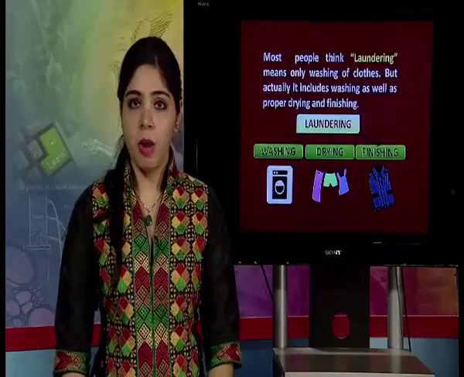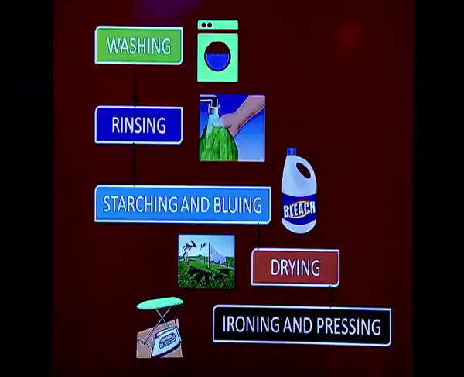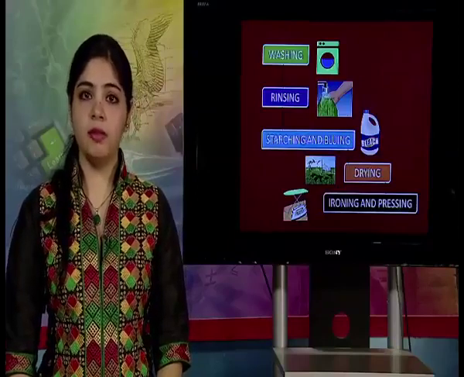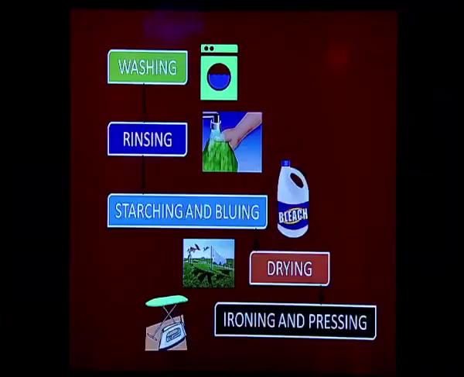Laundry not only means just washing of clothes, but drying and finishing are also involved in it. Laundering includes different steps. The first one is called washing, then rinsing, then starching and bluing, then drying, and the last step is ironing and pressing of the garment.